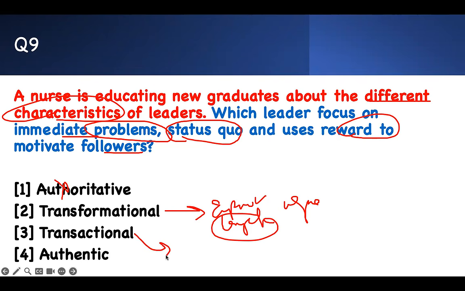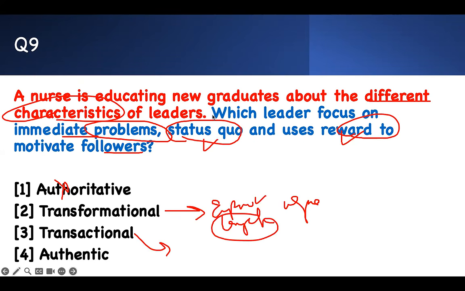Transactional, as it sounds, is all money. You focus on reward, status quo, and immediate transaction. When you transact, you make money or you use money right now. Immediate problem, let's solve it. So transactional leaders are like that. They focus on the immediate problem, the status quo, and the reward. Transformational people empower you, inspire you, and are for long-term effect. Authoritative is all over your face.